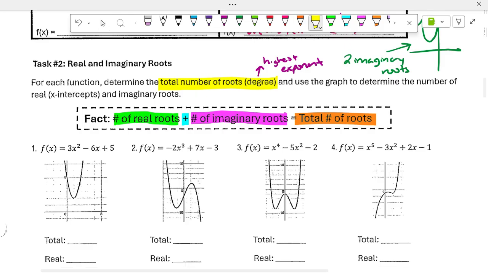Now, we can figure out the number of real roots from the x-intercepts. Then we take that number, subtract it from the number we're supposed to have, and that'll give us our imaginary.